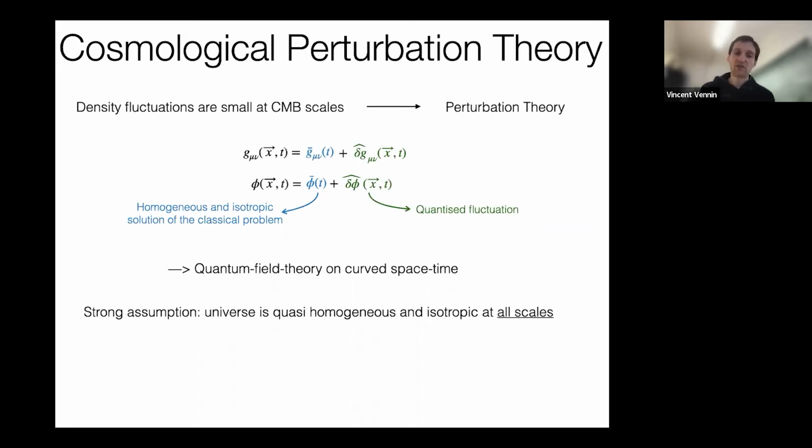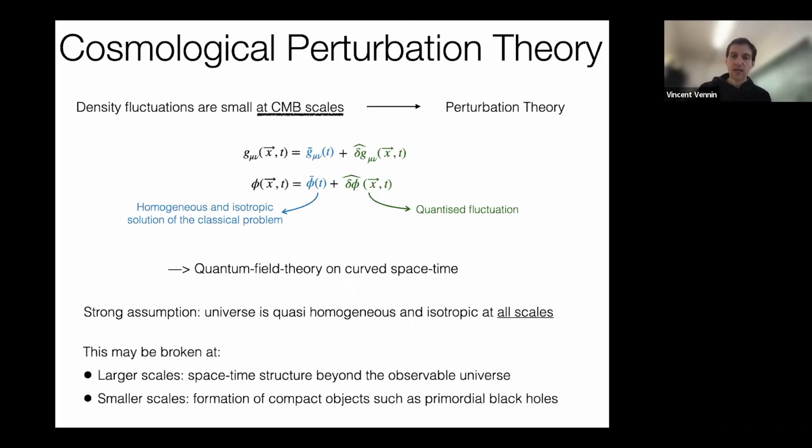However, this relies on a rather strong assumption, which is that the universe is quasi-homogeneous and isotropic at all scales, because you're expanding those objects at all scales. However, we only know from observations that it's almost homogeneous and isotropic at CMB scales. So this assumption could be broken either at large scales or small scales. If it's broken at large scales, it means there is a structure to the space-time beyond the observable universe, which is a possibility. Of course, it's difficult to probe because by definition, it's beyond observable scales.